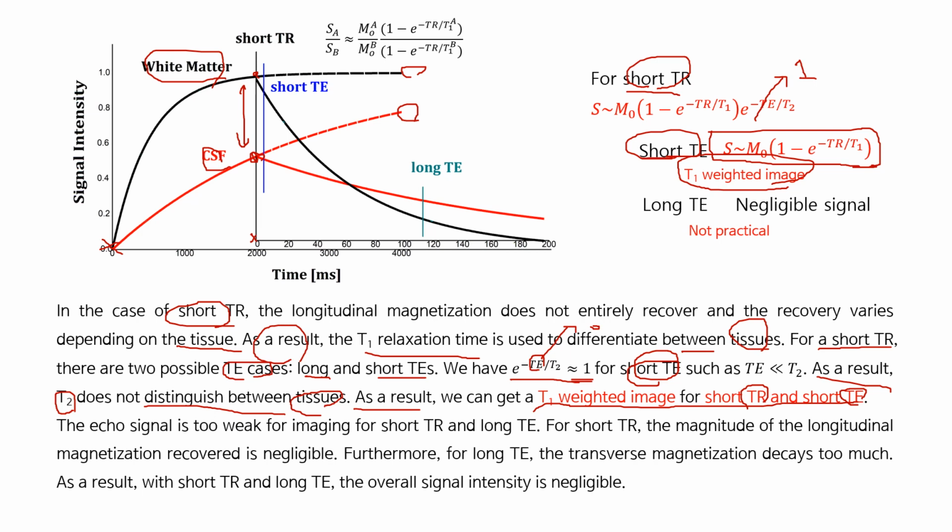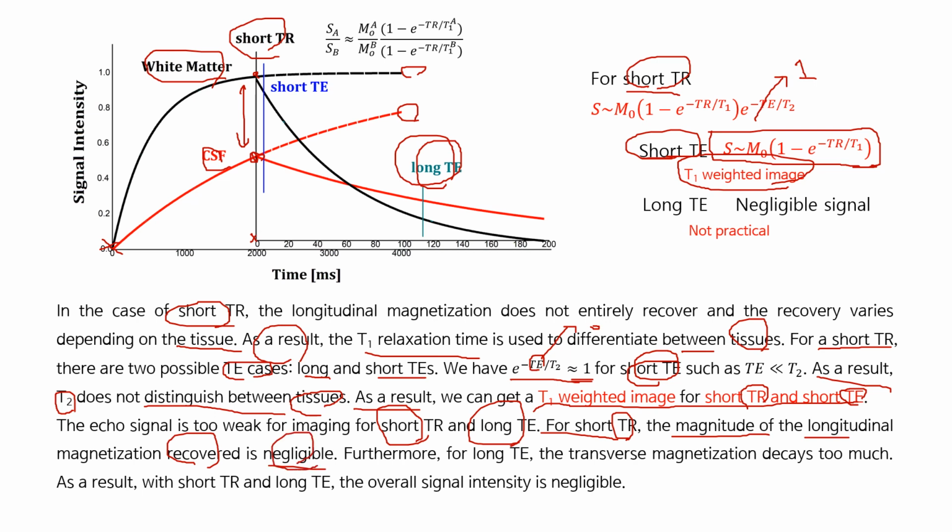Now let's consider the case of short TR and long TE. The echo signal is too weak for this case. Because TR is very short, the recovered longitudinal magnetization is small. So for short TR, the magnitude of the longitudinal magnetization recovered is very small, so negligible.